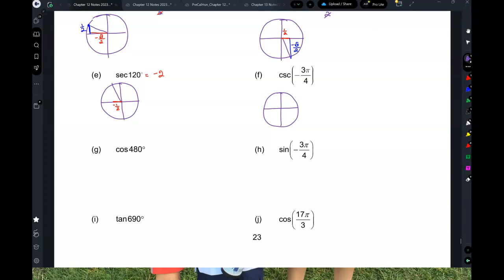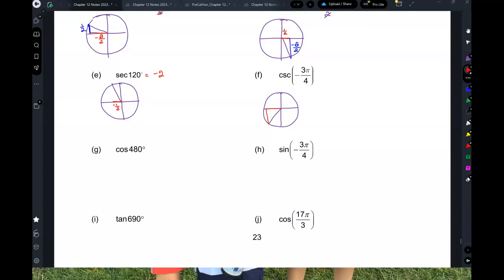Third quadrant. Good. Okay, third quadrant right here. Now, what kind of triangle is this? It's a 45, 45, 90 because it's a pi over 4. That means the horizontal and the vertical distances are going to be the same. How much is that value if they're the same? Root 2 over 2. Fabulous.